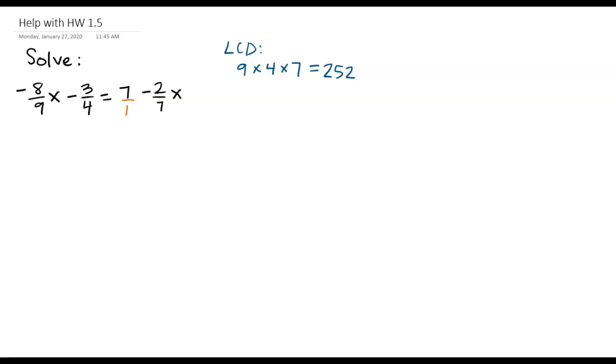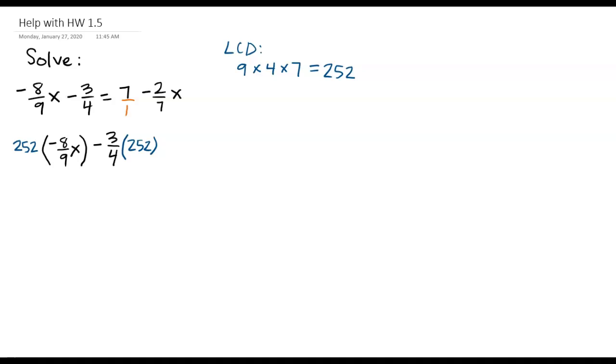So I'm going to take this 252 and I'm going to multiply it by each part of the equation, right? And I'm going to do it in a different color just so you can kind of see that. Hopefully it'll stand out there. So I'm taking 252 and multiplying it by that. Then I'm going to take my negative 3/4, and again I need to multiply that by my 252, and that's going to equal.